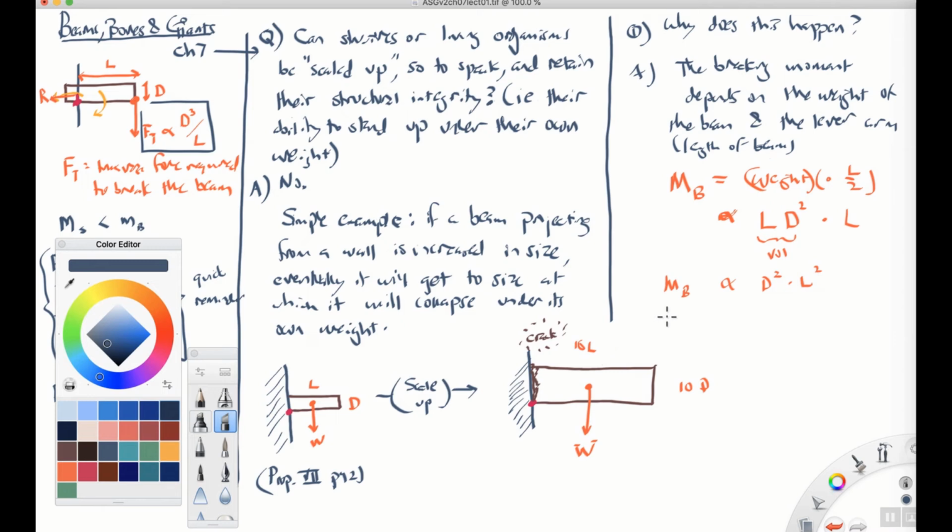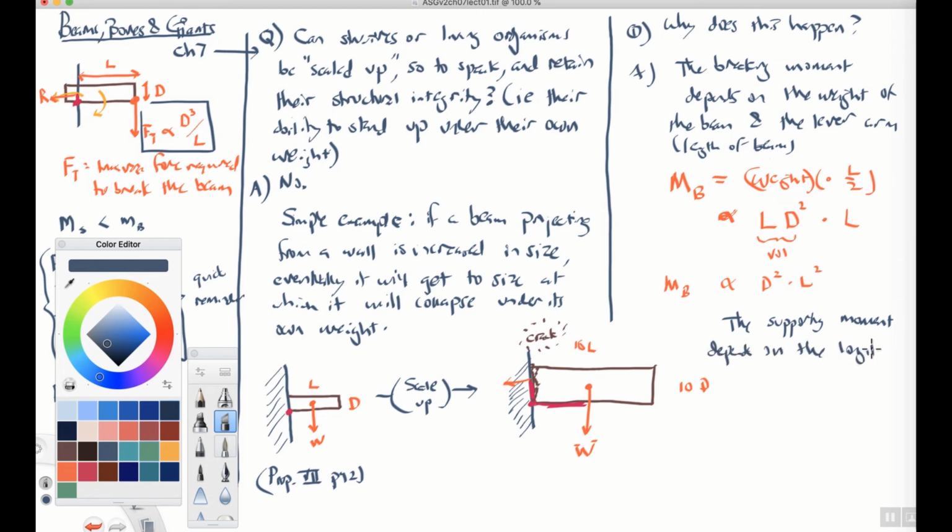But what about the supporting moment? I'm going to move this over to here so it's out of my way. The supporting moment, remember, is caused by the longitudinal resistance that is trying to hold this up. And this lever arm right here. So there's one lever arm, here's another lever arm right there. So the supporting moment depends on the longitudinal resistance, R, and the supporting lever arm.